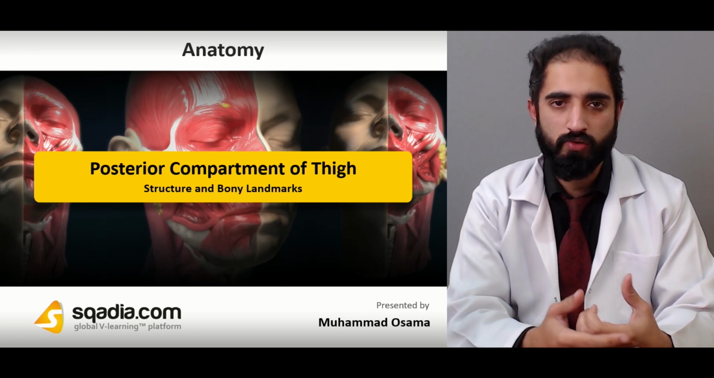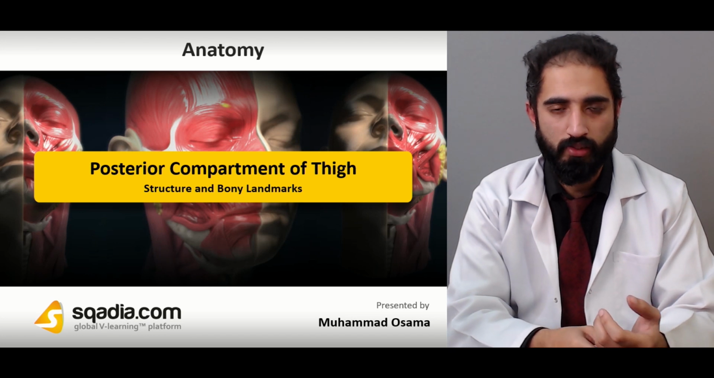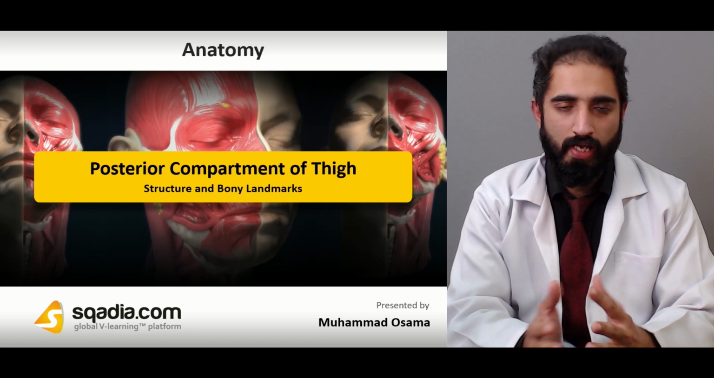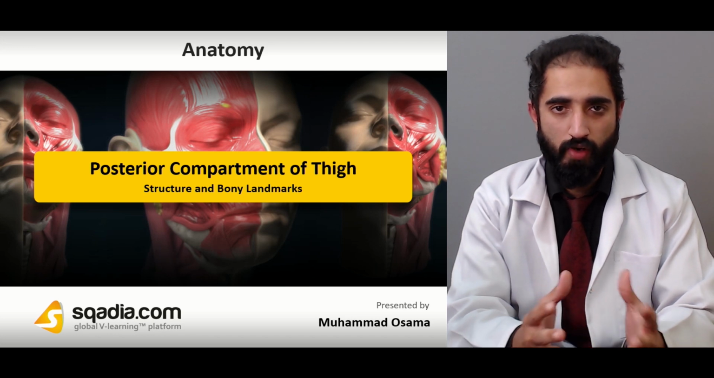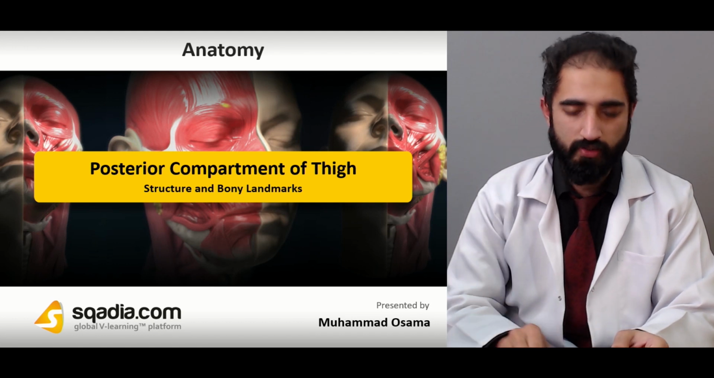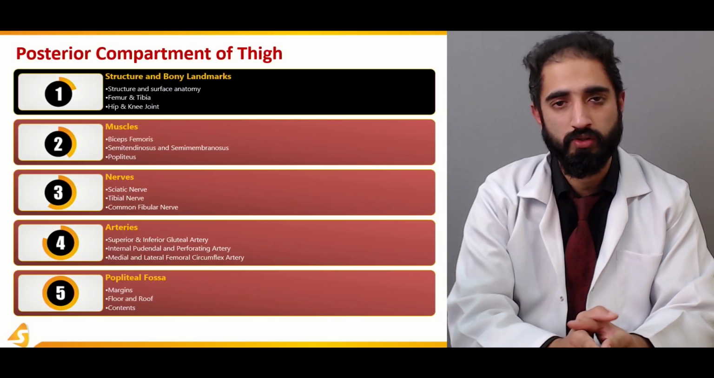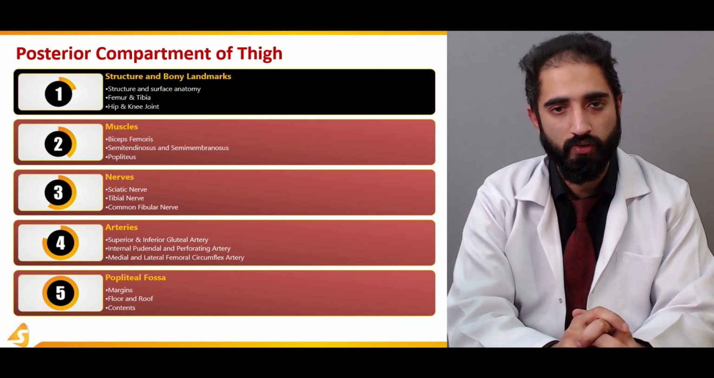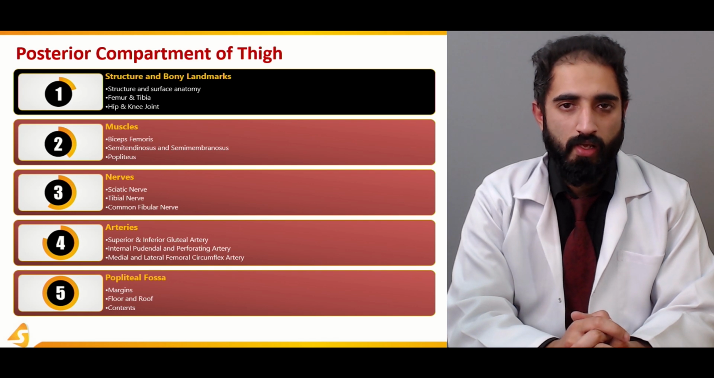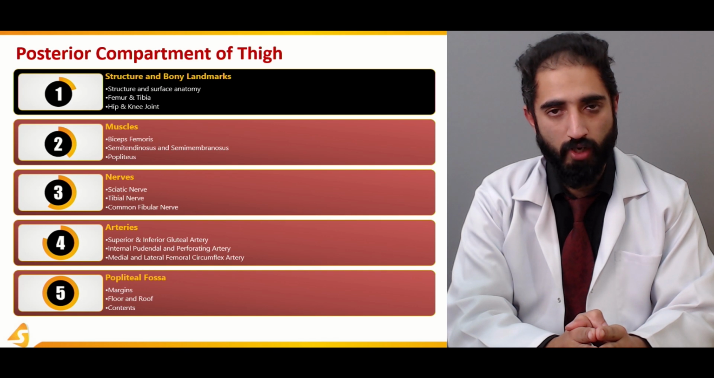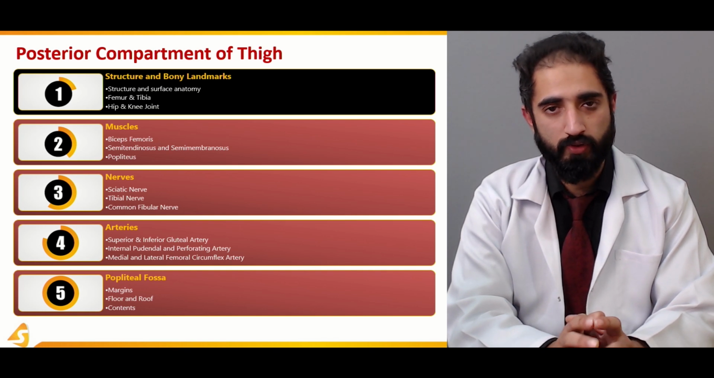And once again, every structure, for example the muscles, tendons, or ligaments, are all attached to bones, and that actually makes the basic framework of the overall structure. So that's what we're going to talk about as well in this section. This section is concerned with the structure and the bony landmarks of the posterior compartment of the thigh, and we're going to take a look at its structure and surface anatomy.